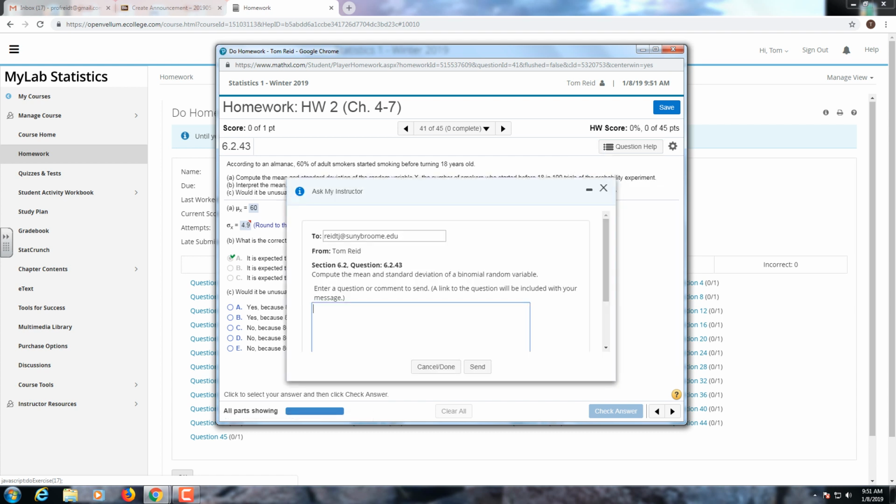If you just say, hey, I'm stuck on problem 6.2.43, that doesn't do me a whole lot of good because there are 3 different parts and a lot going on. It would be better to say, in 6.2.43, I'm very clear on A, in B I'm using the formula but punching it in wrong on the calculator, and it's C that I don't understand. That helps me give you a better response.